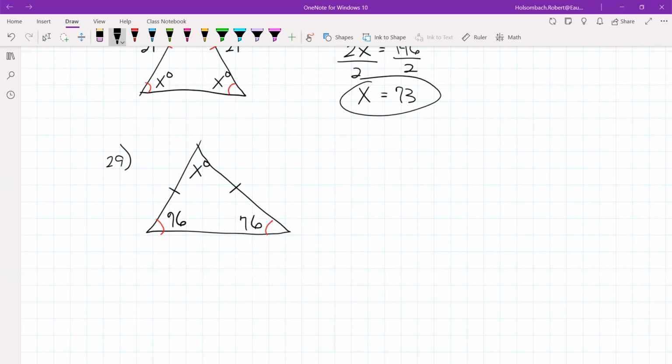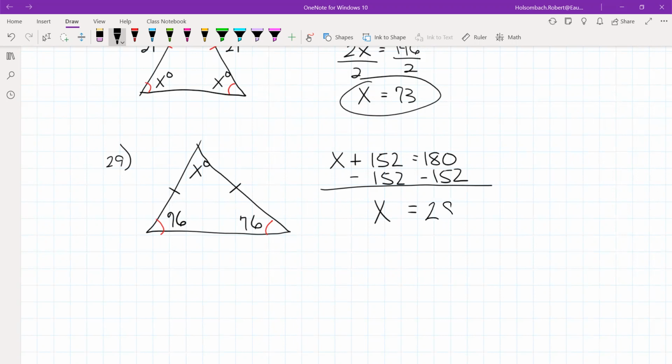And again, the three angles need to sum to 180. So we get x plus 2 of the 76s, 152, equals 180. Subtract 152 from each side. x equals 180 minus 152, which is 28 degrees.